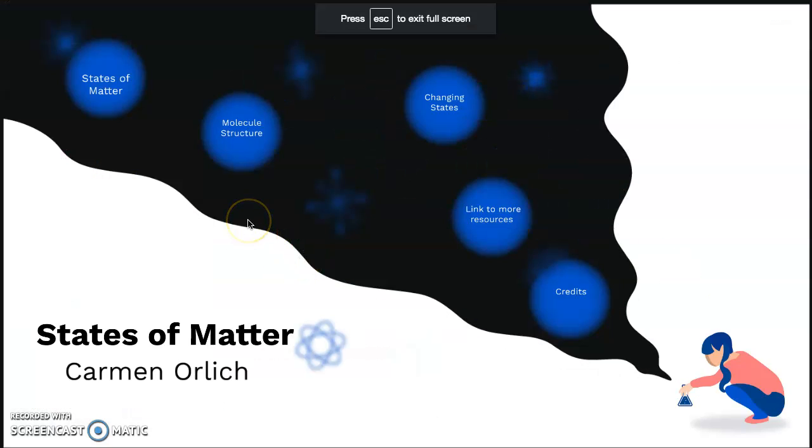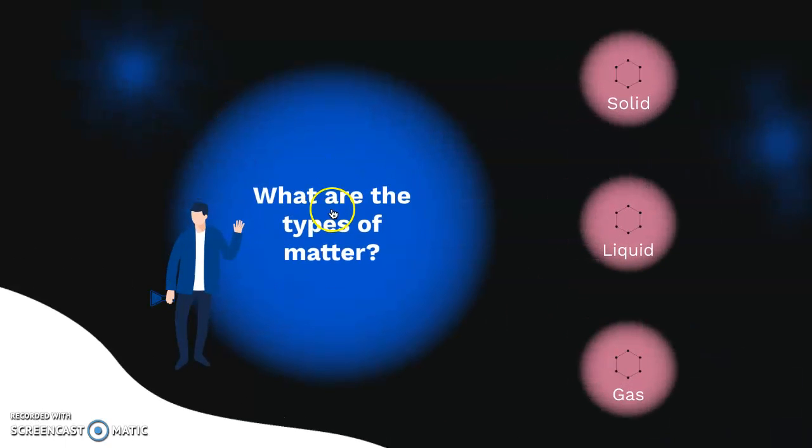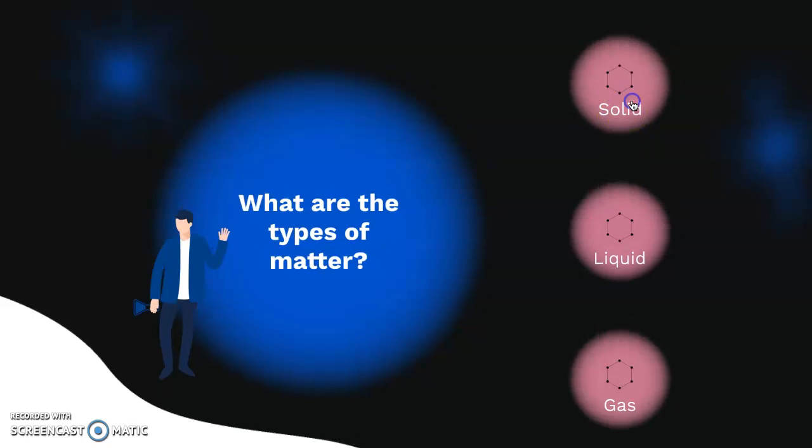Okay, so today we're going to be discussing the states of matter. So let's start with what they are. What are the types of matter? There are three types: a solid, a liquid, and a gas. We're just going to go through each and describe what makes them fit into that particular category.